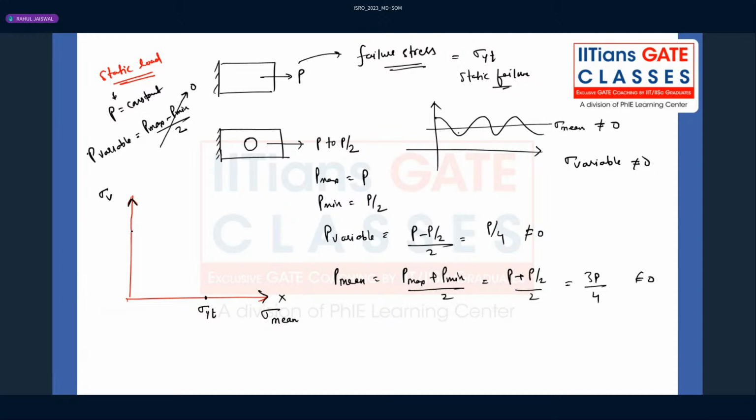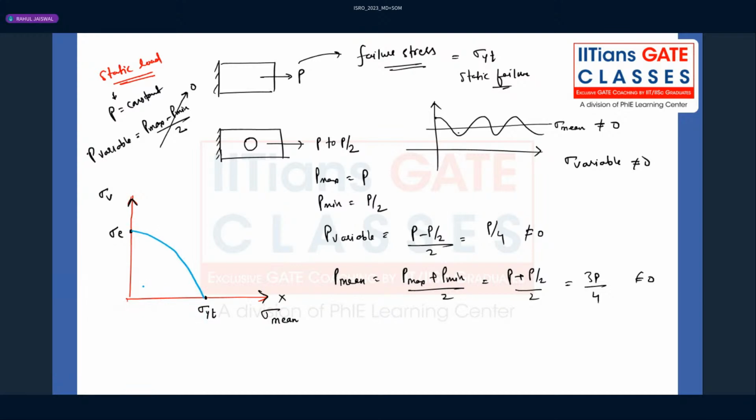What about the variable stress? On the y-axis, we have variable stress. Mean stress is 0. When the mean stress is 0, what is the failure stress? Sigma e. Now, when you connect the dots between these two, you will get a plot something like this.